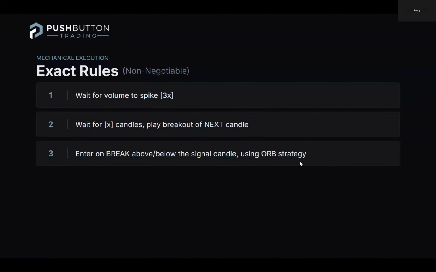Next, we're going to enter on a break above or below what we refer to as the signal candle. Now, how many of you guys have ever used or are familiar with the opening range breakout strategy? The opening range breakout strategy. Type a 1 in the chat pane if you are familiar with the opening range breakout strategy.